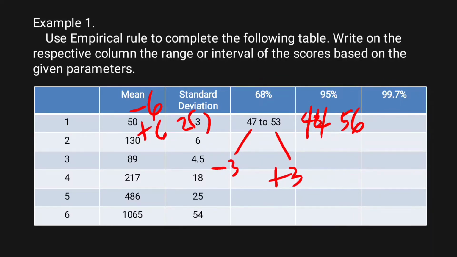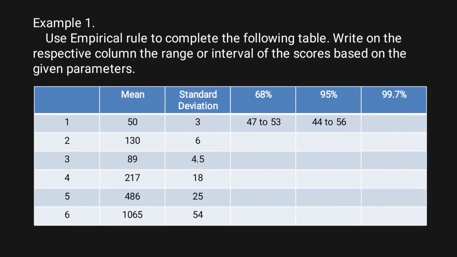Then 56. So 47 minus 3, 44. So same answer, para mas madali. So yan, 44 to 56. So 99.7%, pwede tayong ganun din. Subtract lang tayo dito sa 2 standard deviation. Itong ating minus 3, plus 3. Therefore 99.7% is 41 to 59.